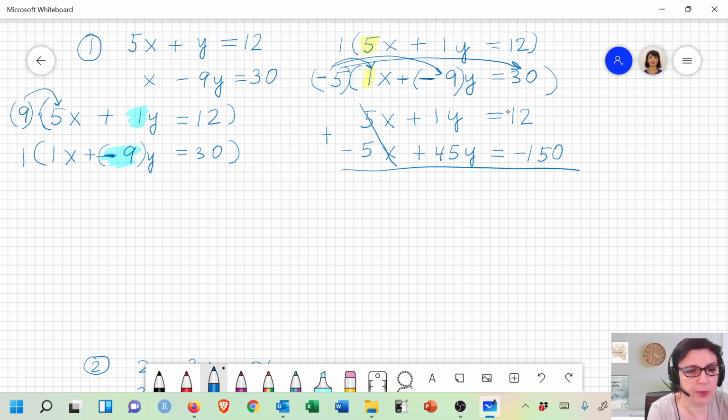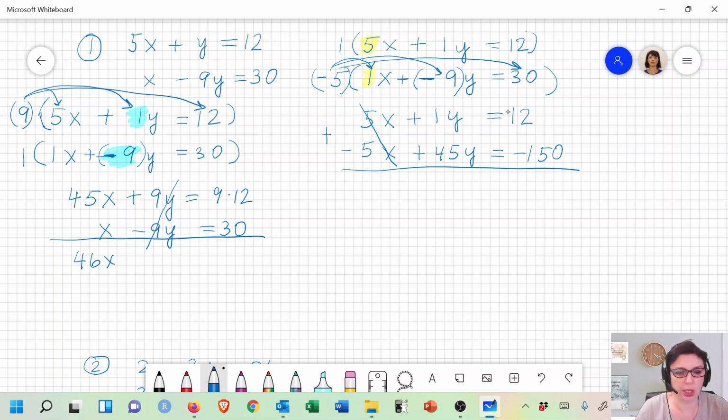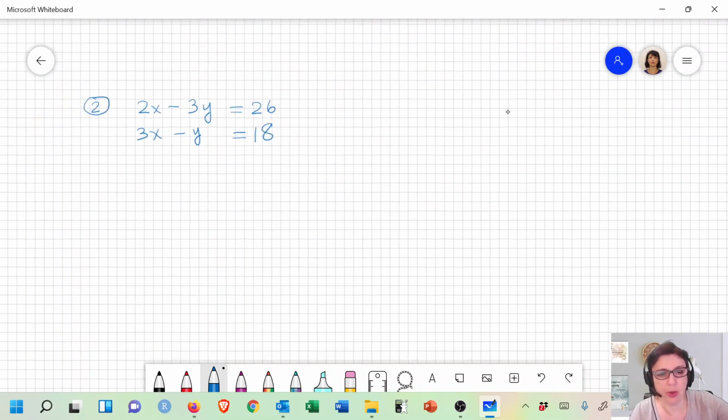Well, you have to distribute that 9 to all the terms. So you get 45x plus 9y equals, I don't know what 9 times 12 is, so some number, it doesn't matter. For the second one, it's just 1, so it's not going to change. And this is what I get. So what did I achieve? When I add them up at this point, this will become 46x, but then this is going to cancel. So I'm not going to even worry about what's here, but I want to show you that we did eliminate y.